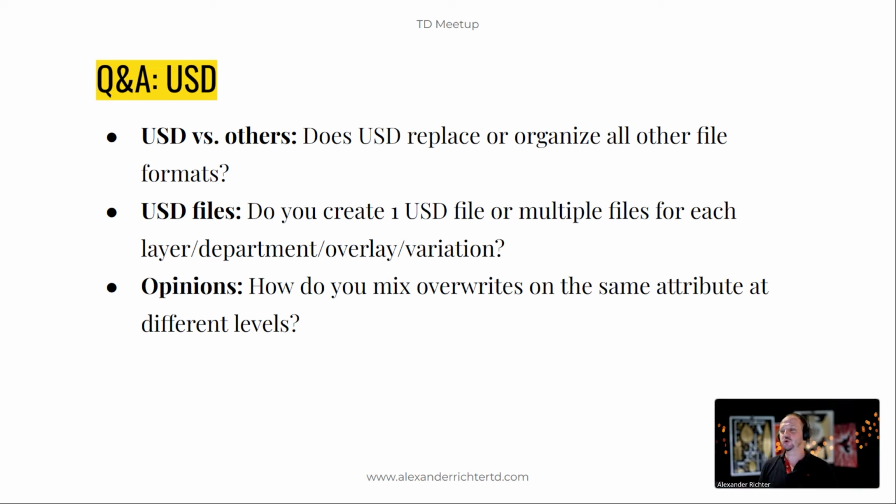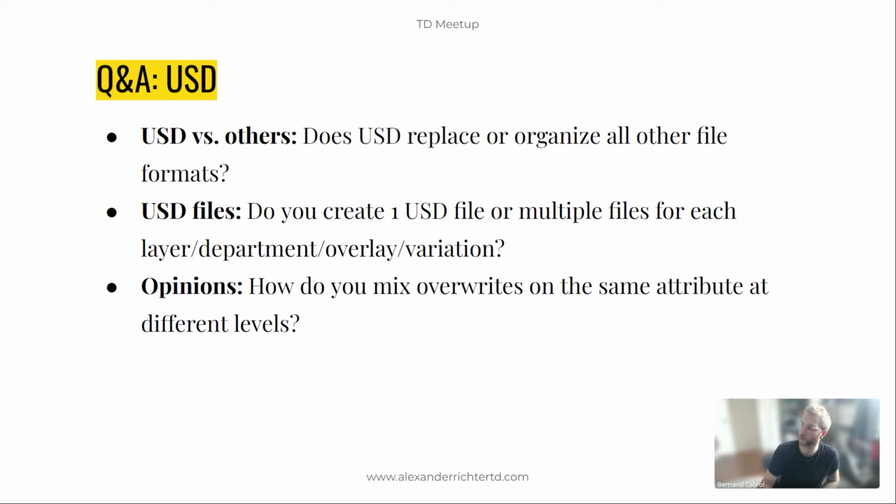Opinions. How do you mix overrides on the same attribute at different levels? So in USD, there is a concept called LIVRPS, the strength ordering. In LIVRPS, there is local, inherits, variants, references, payload, specialize, which are all different processes to make overrides in USD. And based on which one you're using, it's going to be stronger than the one under it. So usually the way to think about it that is a little easier is to go up and up and up.